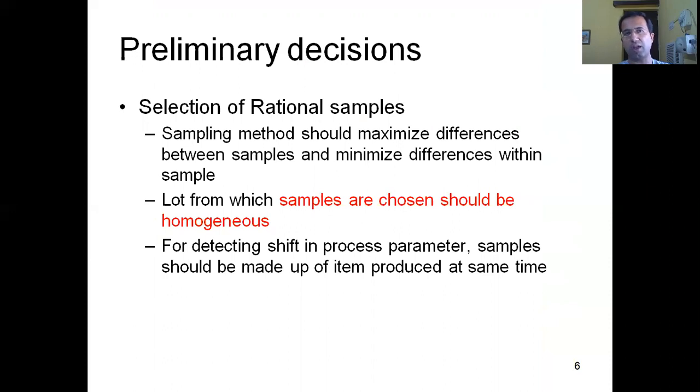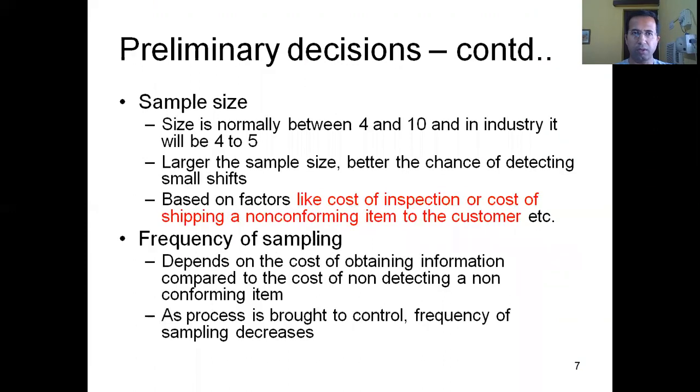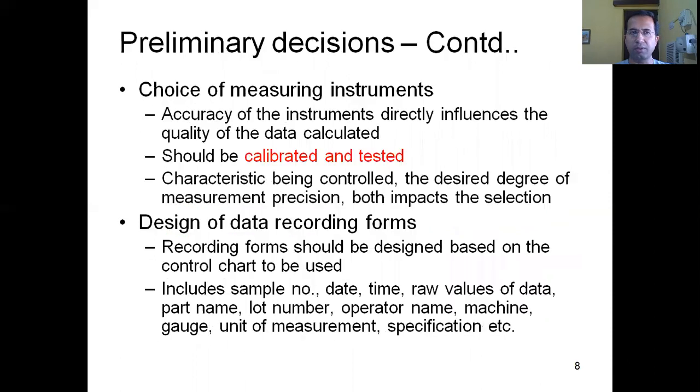First is selection of a rational sample size. So we have discussed selection of sample size earlier in the analyze phase. I'm not going to focus on it again. Then the frequency of how often you are going to collect the samples, choice of measuring instruments, and the form for the collection of the data.